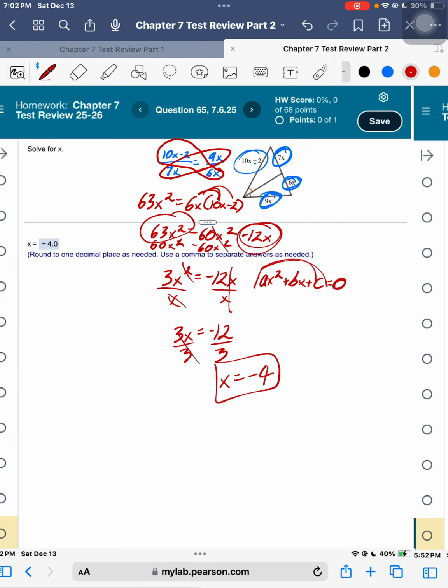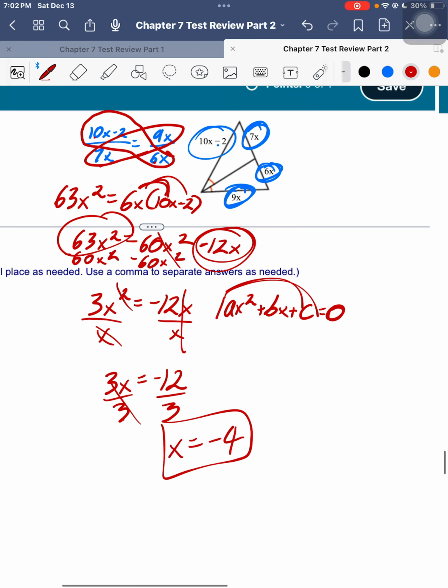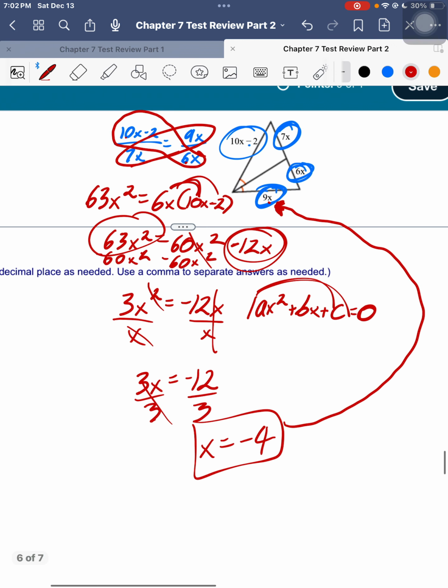Well, this is weird, because if this is negative 4, then it's telling me that these side lengths are going to be negative 27. Yeah, that's weird. Oh, well, that's your only answer, so you can only do negative 4.